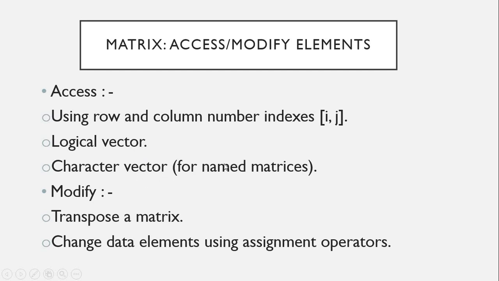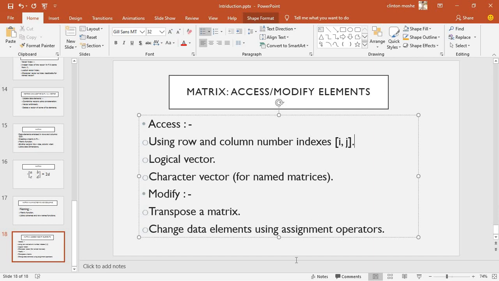where we have the named matrices, and then to modify it we can either change the rows into columns and columns into rows, which is what we call transpose. So we're also going to modify a matrix using the transpose function, and then finally we're going to edit or update elements in a matrix.